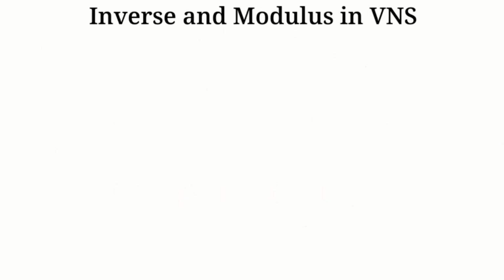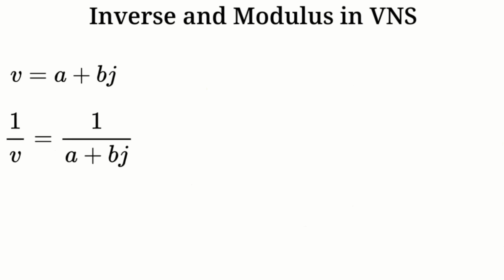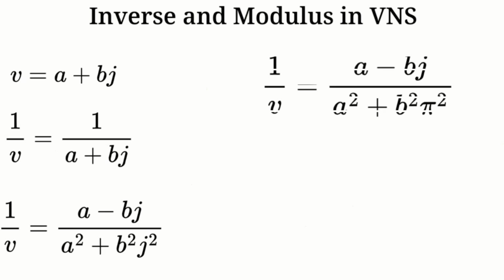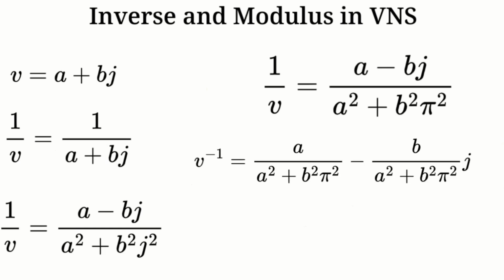Finding the inverse and modulus in VNS. For a virtual number v equals a plus bj, we find its inverse by solving 1/v is equal to 1/(a + bj). Multiplying both the numerator and denominator by the conjugate a minus bj, we get (a - bj) / (a² - b²j²). Since in our system j² is equal to negative π², we substitute a² - b² times negative π², which simplifies to a² + b²π². Thus, the inverse of v is a/(a² + b²π²) - bj/(a² + b²π²).